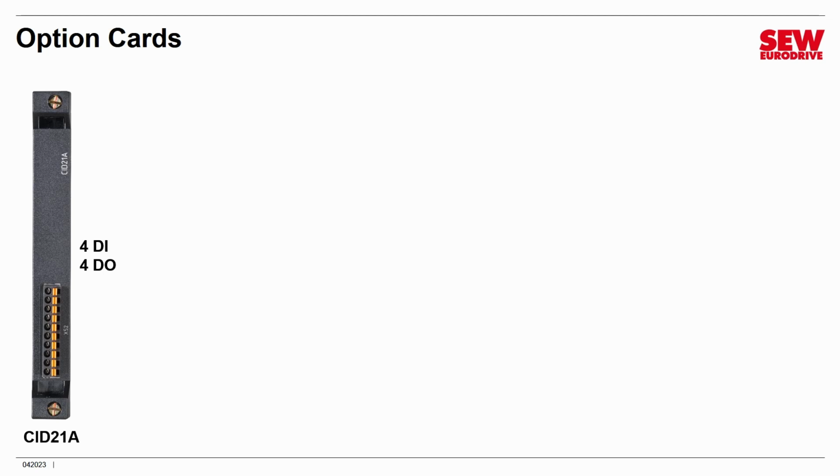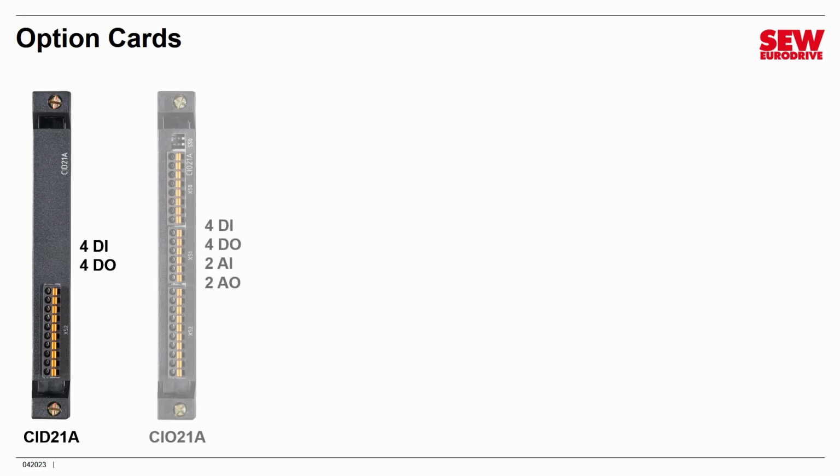For example, if you need more digital inputs and outputs, you can buy a CID21A, which has 4 extra digital inputs and 4 digital outputs. Or maybe you need more than that. You could buy a CIO21A, which has 4 digital inputs, 4 digital outputs, and some analog inputs and outputs if you need to deal with, for example, voltages.